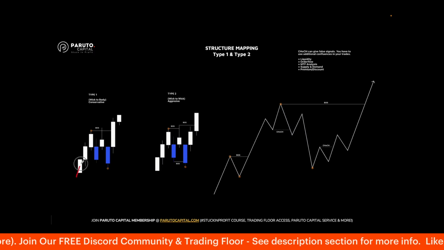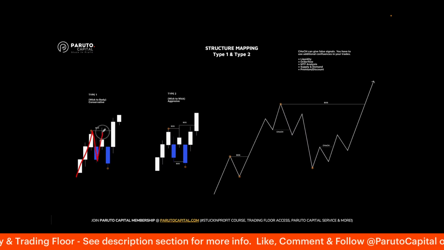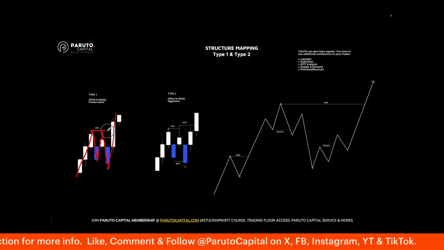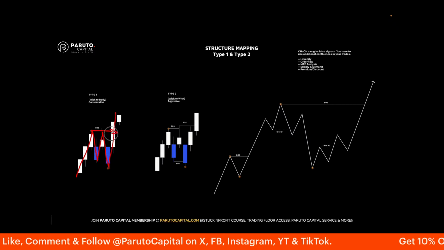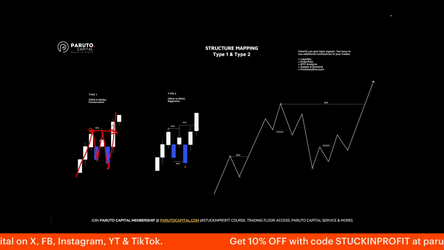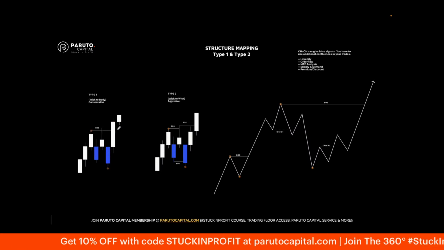So you can see this came up here, pulled back a little bit, pulled up here, came down here, and then boom, a break of structure, right? You see that. But the break of structure is from the wick of this candle to the body of this candle. So that's a type 1 mapping, right?